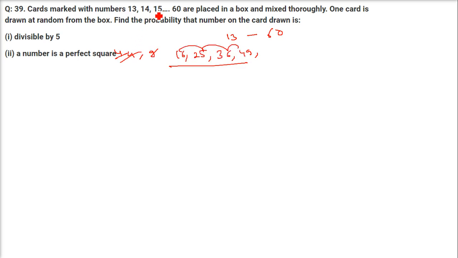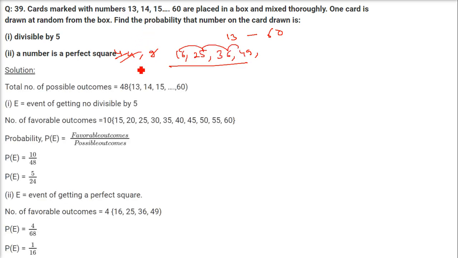This count is 4: 1, 2, 3, 4. How many numbers are there from 13 to 60? You just subtract 12. So 60 minus 12 is 48. So you have 4 favorable cases and 48 as the total number of cases, which is going to be 1 by 12. Let us come to divisible by 5.